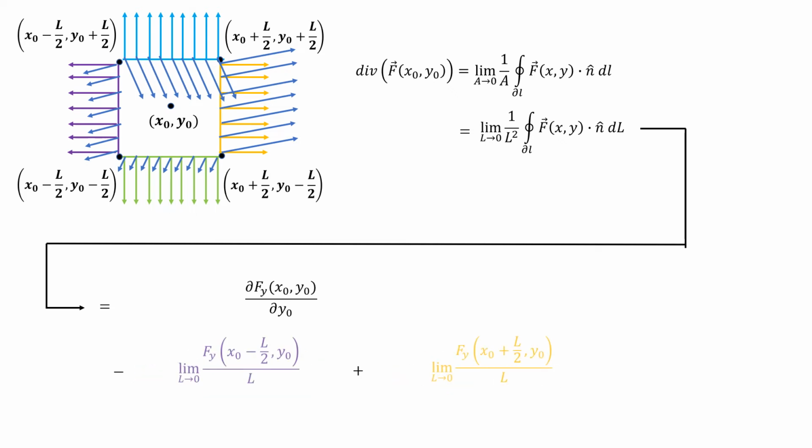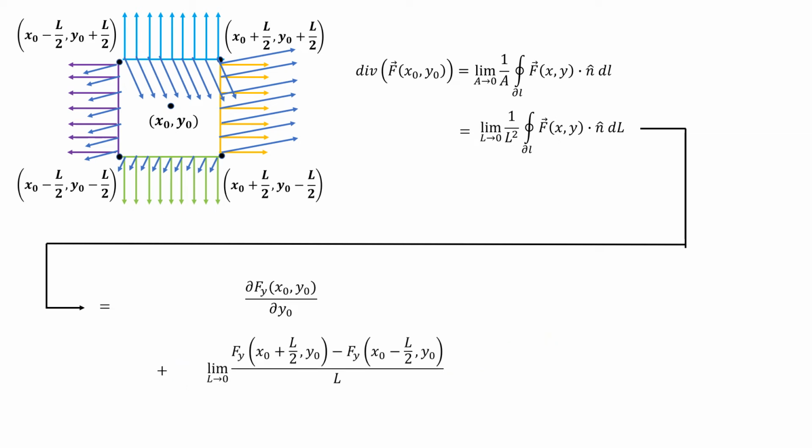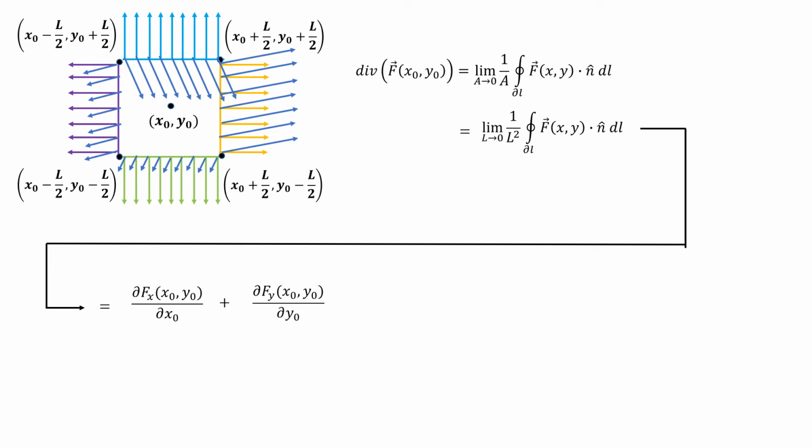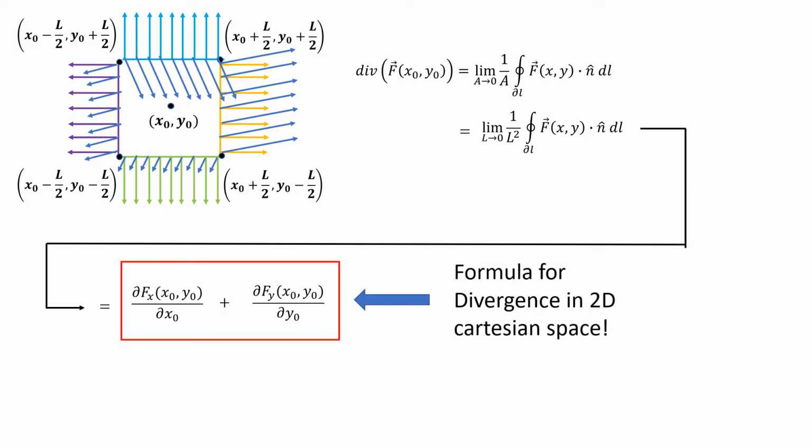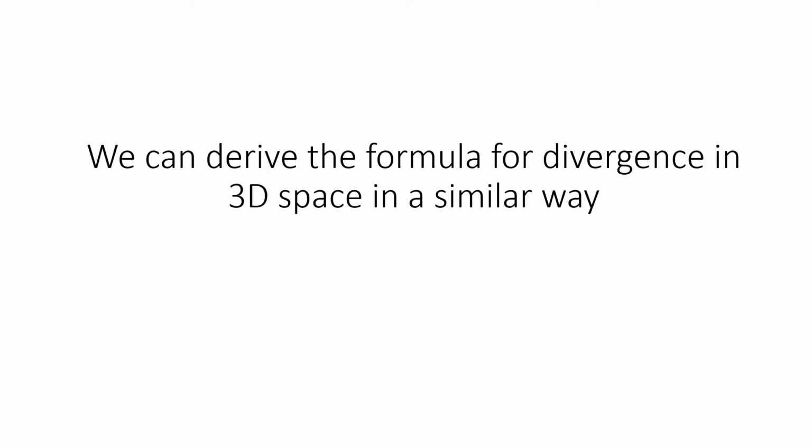We can do the exact same thing for the purple and orange terms as we did for the blue and green terms, and we receive this limit, which is equal to the partial derivative of fx of x naught, y naught with respect to x naught. And this we recognize as the formula for divergence in 2D Cartesian space. We can derive the formula for divergence in 3D space in a similar way. For divergence in 3 dimensions, we use an infinitesimal cube as our surface instead of an infinitesimal square.